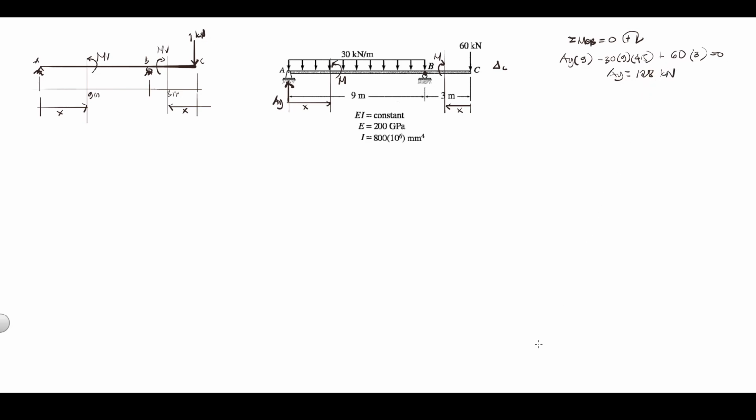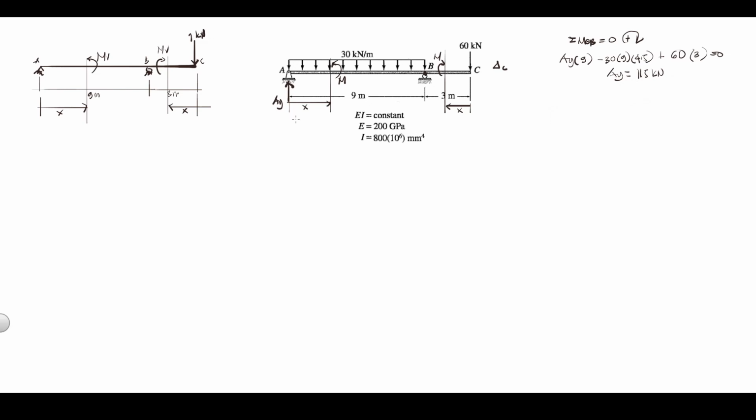So, let me check first kung tama yung ating sagot doon. Okay, so na-check ko kanina, hindi pala 128 yun. So, it is negative 30 times 9 times 4.5 minus 60 times 3, that is 180. So, lalabas is 1035 divided by 9. So, 115 pala ang sagot dito. 115 kilonewton ang ating AY. Okay? So, next, meron na tayong AY.